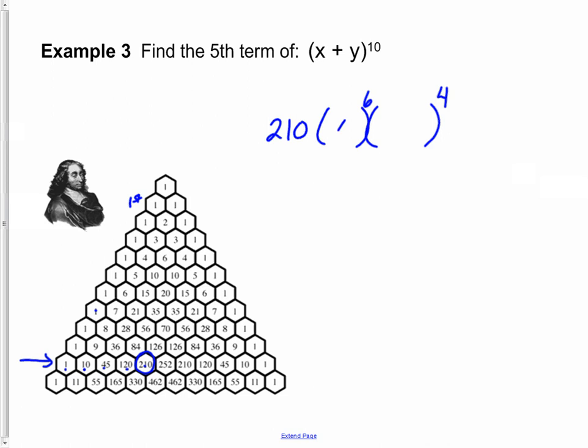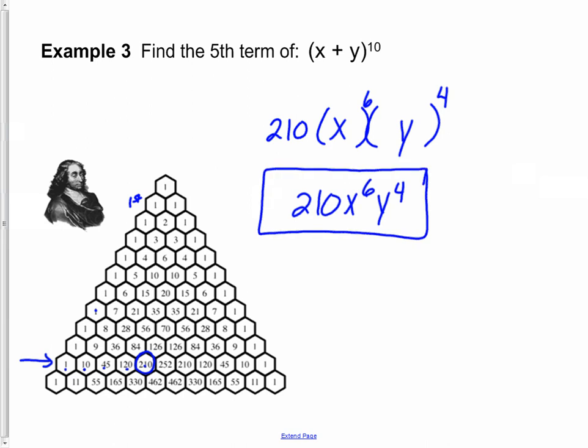Okay? And this is an x, and this is a y. Those are your 2 terms of your binomial. So your answer should be 210 x to the 6th, y to the 4th. So that's a little bit easier than that big long process that we just went through in example 2.